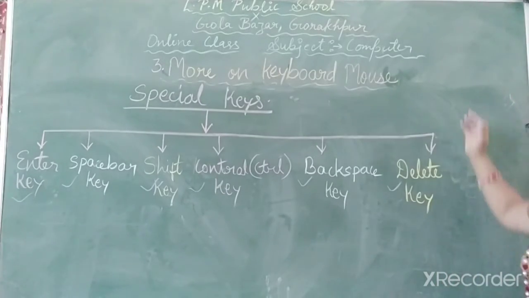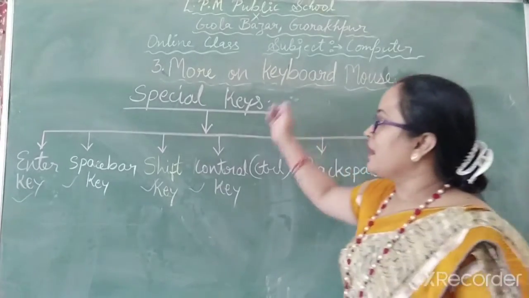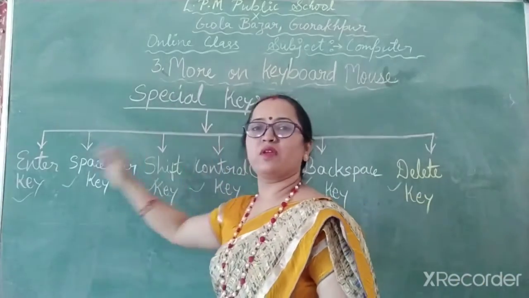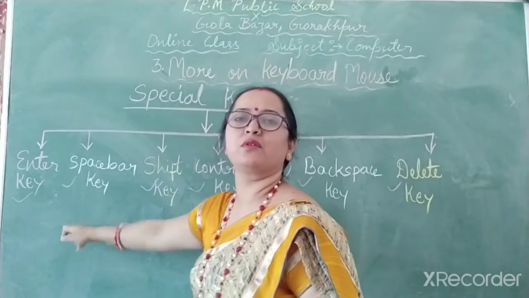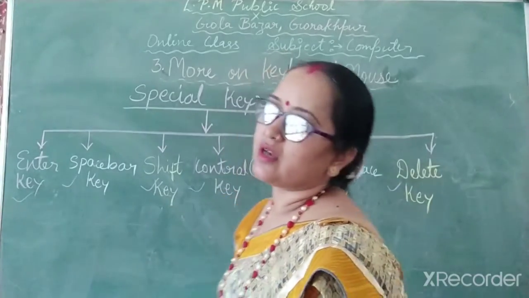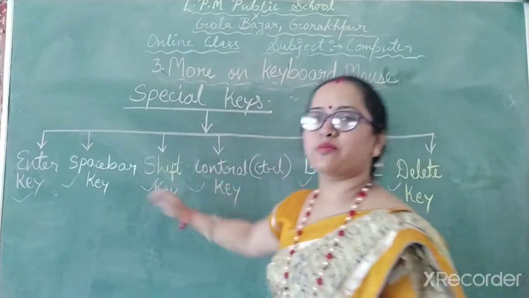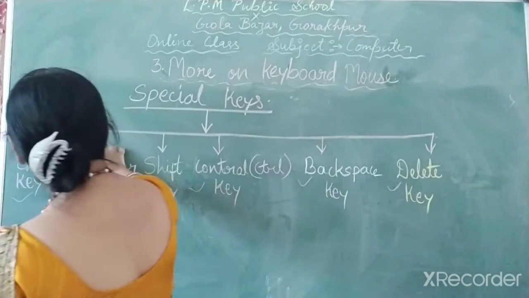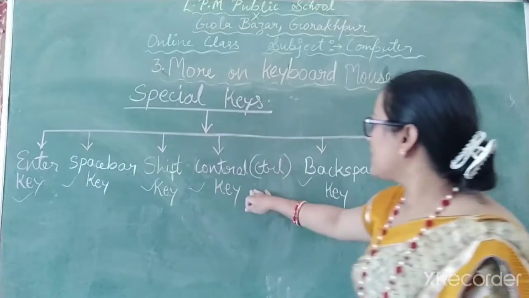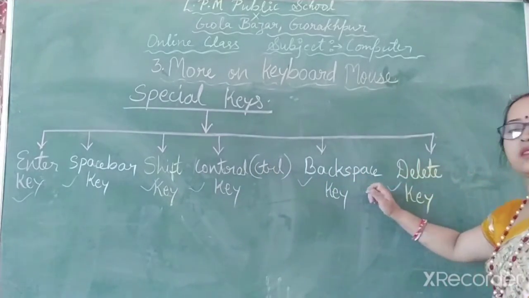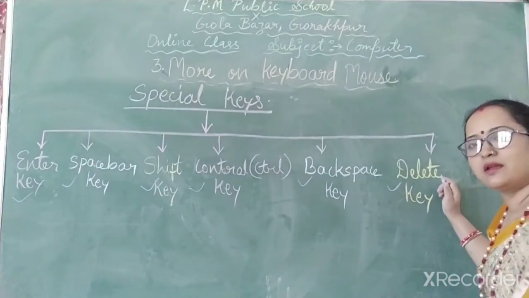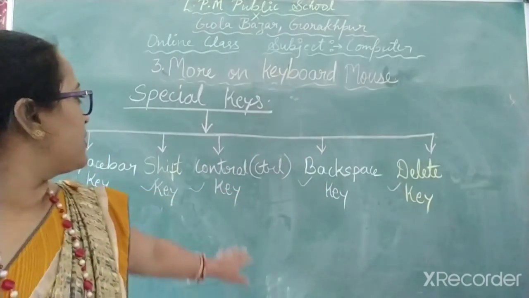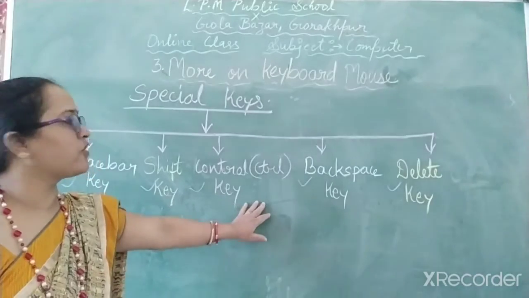So by this I completed my explanation of special keys. See here, we have studied 6 special types of keys: enter key, spacebar key, shift key, control key, backspace key, and delete key. Okay. So by this I am ending the explanation of my topic.